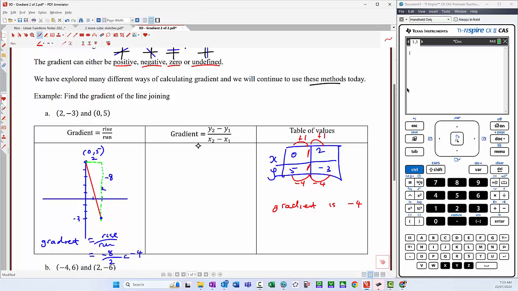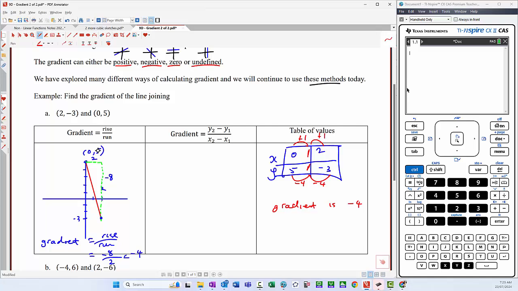Okay, this seemingly looks really complicated, but it actually is just the same as this and this method here. Okay, so this is y2 take away y1 over x2 take away x1. Now, what does this mean? Well, what we do here, y2 take away y1 calculates the difference in y values. Now, you can see here that the difference in y values, I take this y value here 5 and this y value here -3.